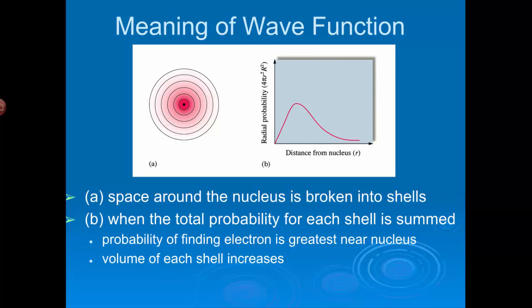We can break the space around the nucleus into shells: n equals 1, n equals 2, n equals 3. If you sum up the total probability for each shell, you will find that the probability of finding an electron is greatest near the nucleus, and that the volume of each shell will increase as energy increases. So Bohr wasn't too far off thinking about these orbits. It's just they're not circular paths. They're spherical clouds where electrons will exist. Now, it's more complex than that, but that's about as far as we need to go with it for now.